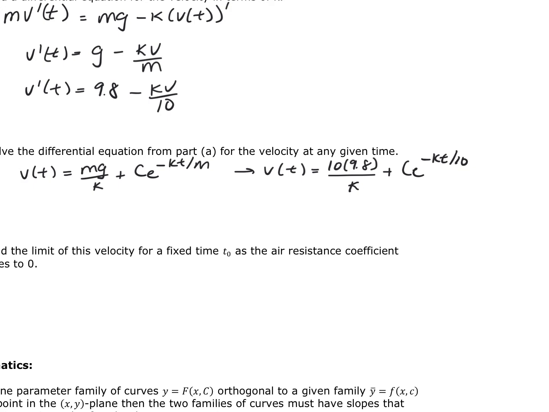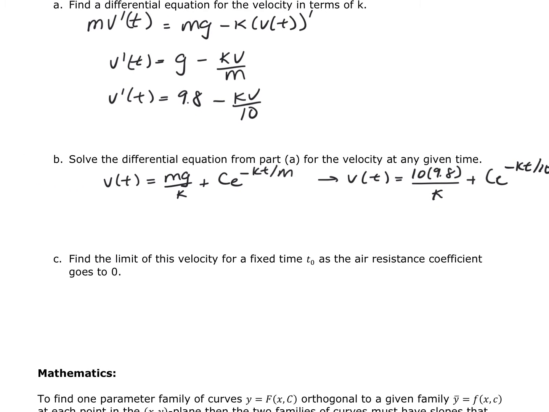We're also given an initial value. So v naught, which we were told is equal to 40 meters per second. So we know v of 0 is going to be equal to 10 multiplied by 9.8 divided by k plus c e raised to the 0, and this has to equal 40.